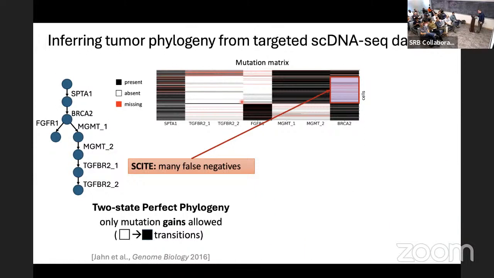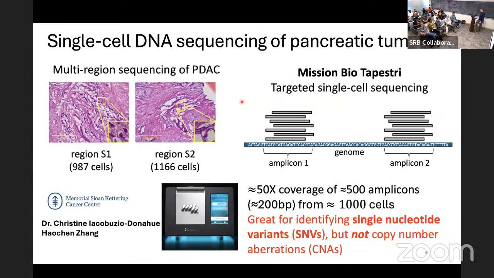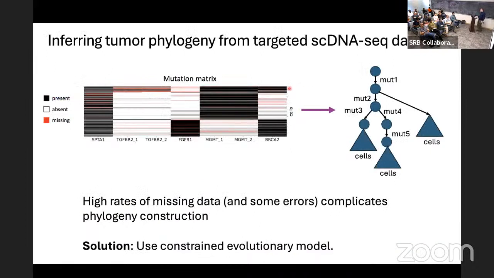So, question. Are the cells in the mutation matrix ordered, or does it matter? We ordered them conveniently to show these blocks, so you can sort them any way you want. The cells are disassociated, but we sorted them to show you these blocks. In theory, could there be more than one tree that you could generate? There could be many trees, yeah.